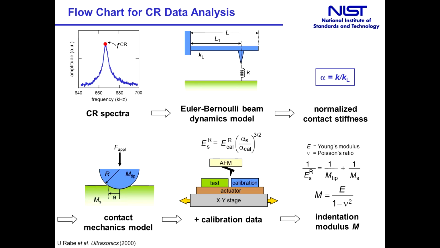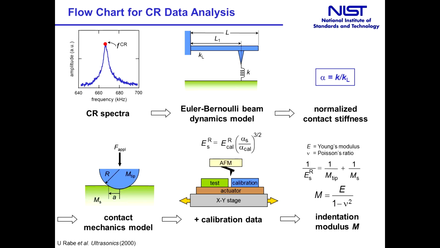We then use a model for the tip-sample contact mechanics to relate alpha to the sample's mechanical properties. Typically, we use Hertzian contact between a hemispherical tip and a flat sample. In the contact mechanics model, we need to know other quantities such as the applied force or the tip-sample contact radius a. These properties can be very difficult to measure with sufficient accuracy at these scales.